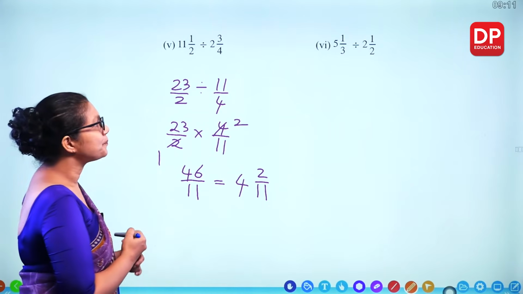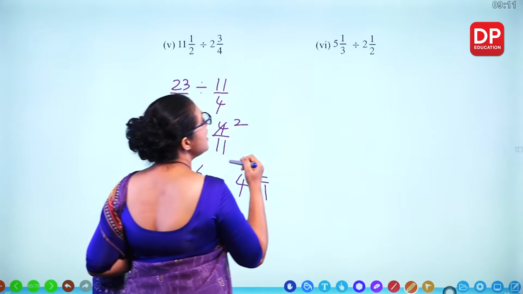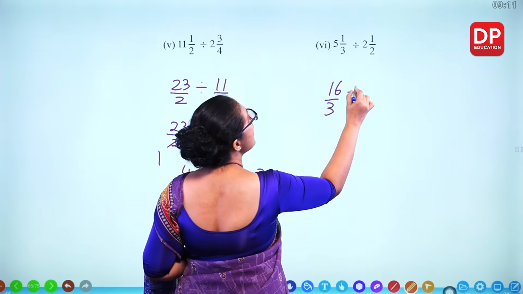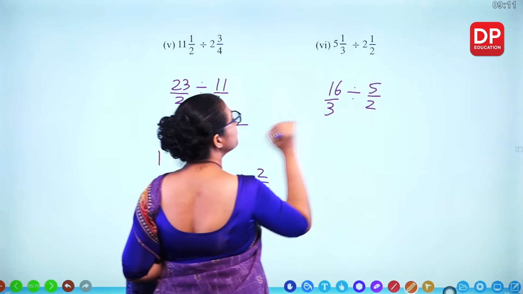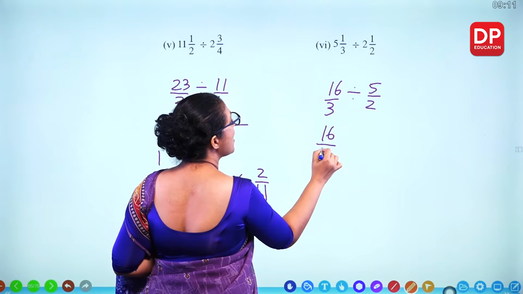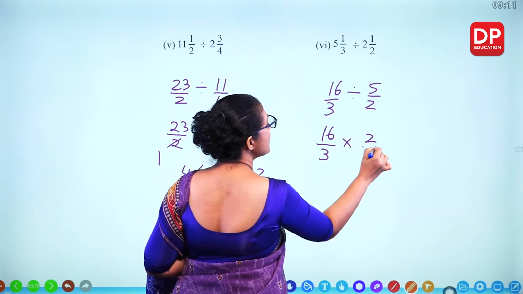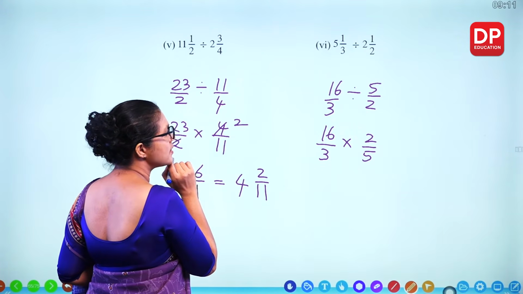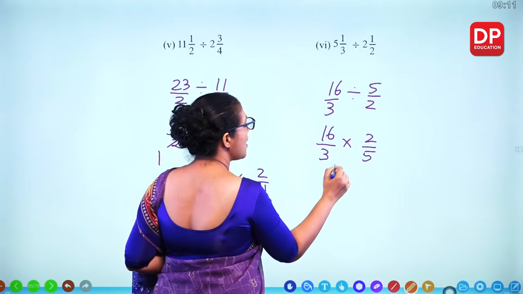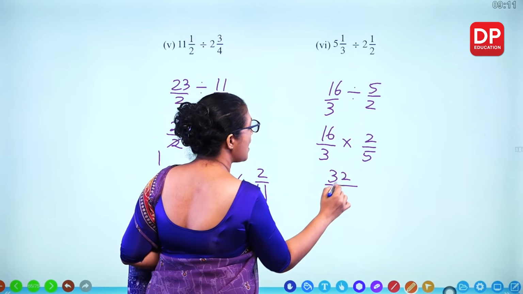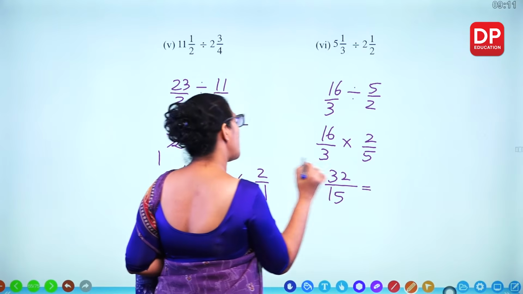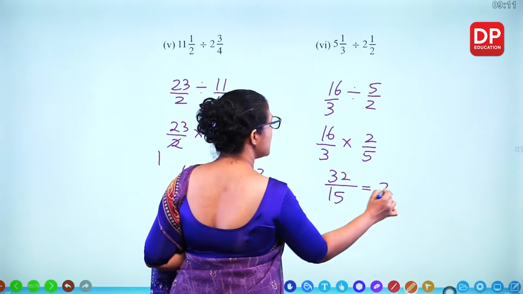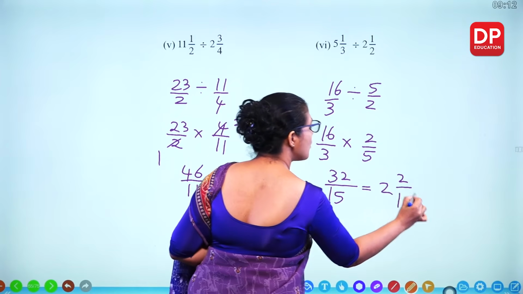Try this one. Write as improper fractions, 16 over 3 and 5 over 2. Convert to multiplication by taking its reciprocal and try to simplify. You can't simplify. 16 times 2, 32. 5 times 3, 15. So when you write as a mixed number, 2 and 2 parts of 15.